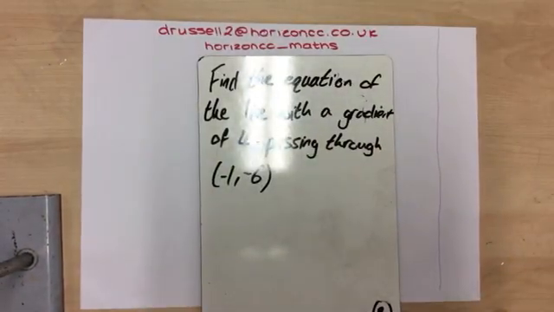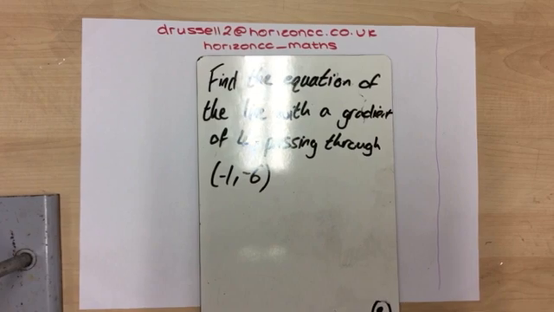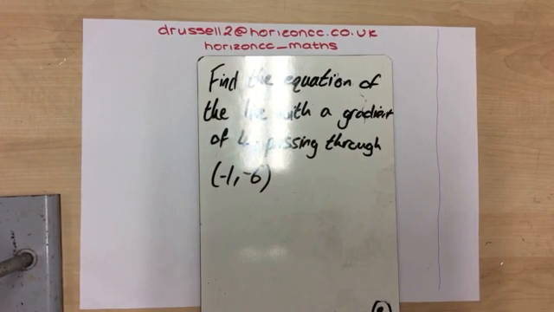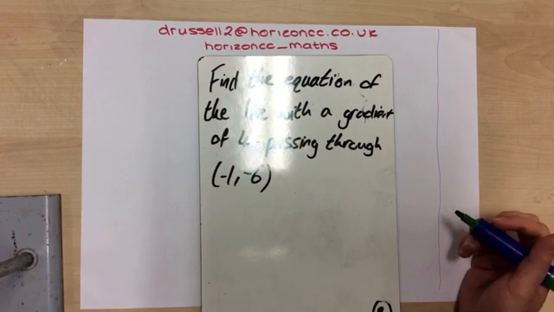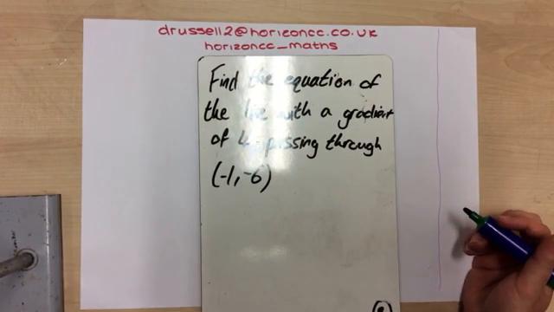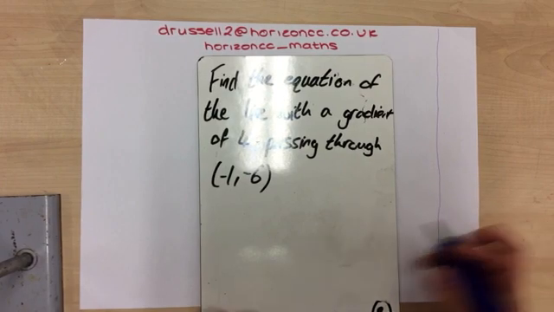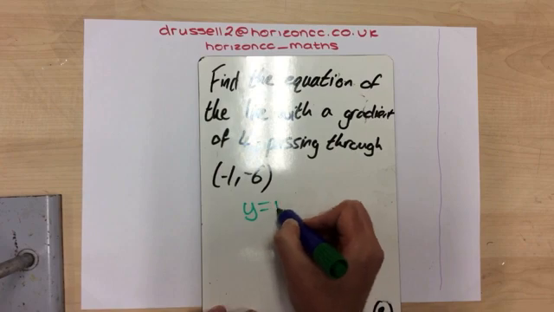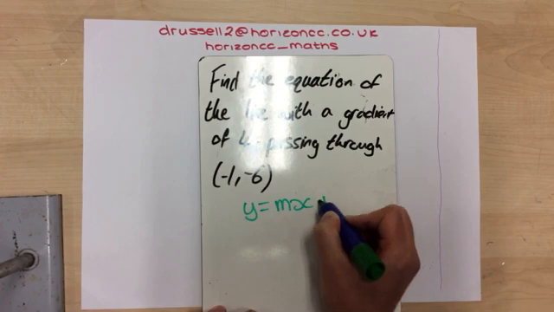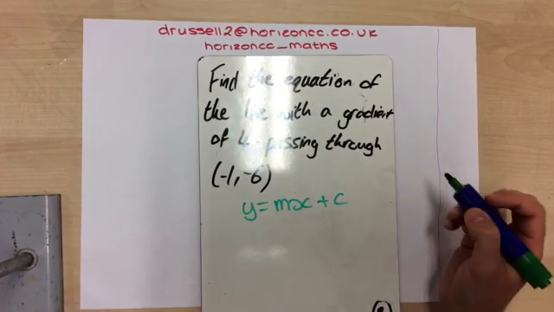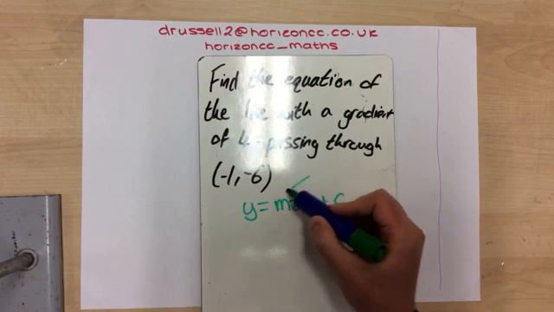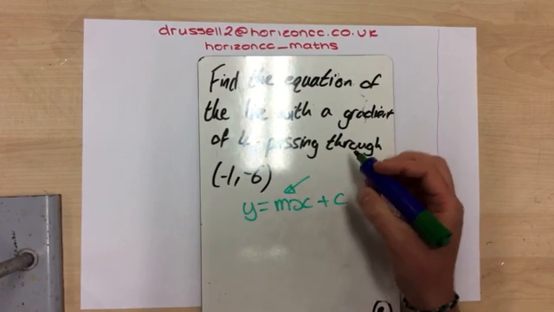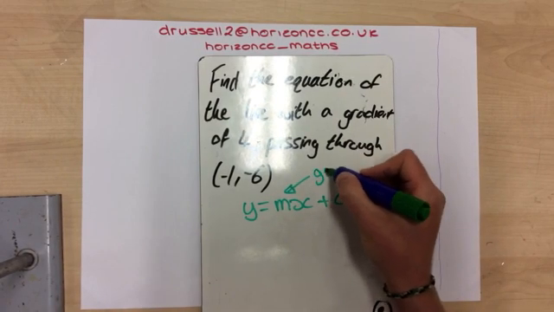The new question is, find the equation of the line with a gradient of 4 that passes through the coordinate of -1, -6. The key fact we need to know for this one is the standard equation for a straight line. The equation for a straight line will be y equals mx plus c. Key factors on this one is the m. We need to know that that is the gradient.